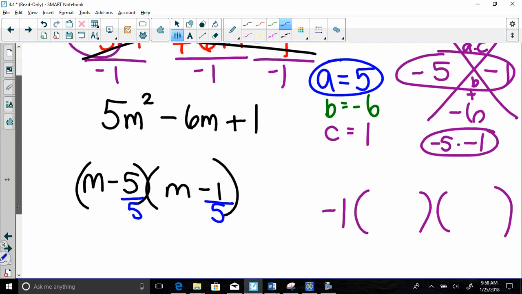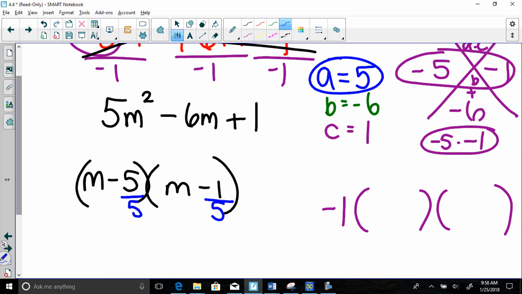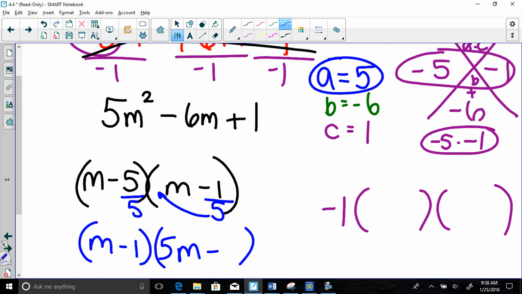Then I reduce the fractions. Can I reduce 5 over 5? What do I get? And what about this one? What happens with that 5? It goes over to the x. Perfect. And that would be my answer.